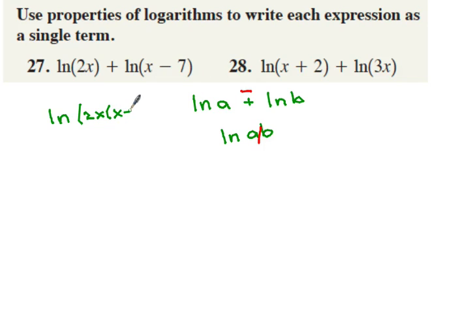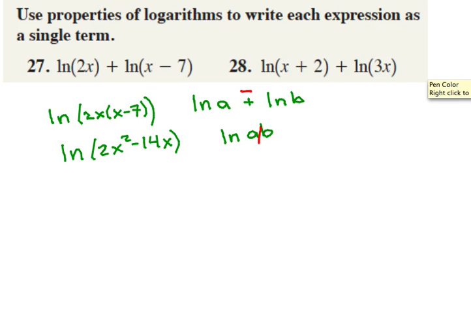Okay, so for example, on 27 here, we could combine this as the natural log of 2x times x minus 7. Okay. And then you'll just distribute that through. So this becomes the natural log of 2x squared minus 14x. So we can combine these.